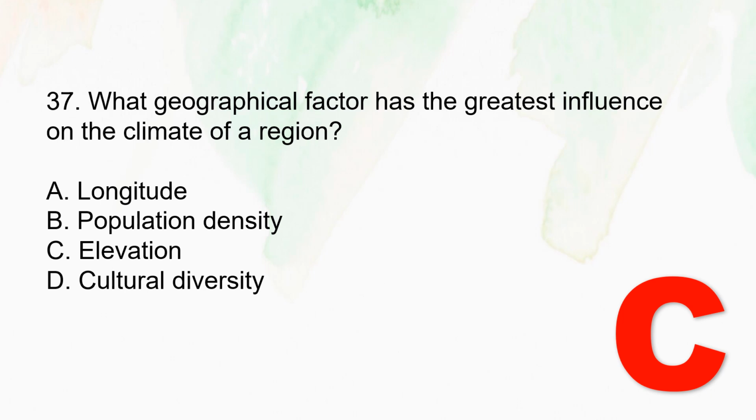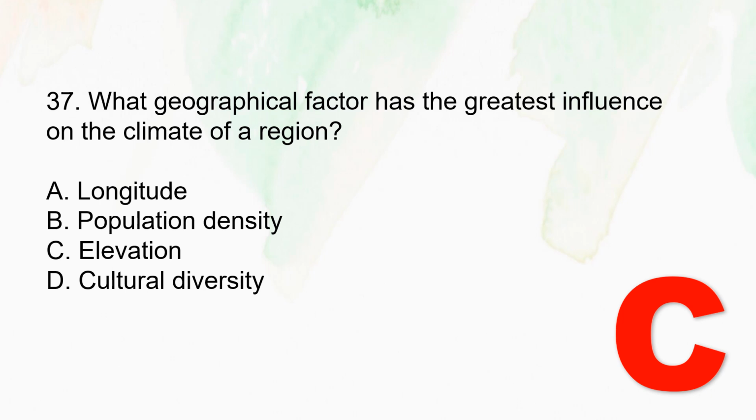Yeah, elevation. But if you can see the word latitude, then you can choose that answer. But in this question, among the choices, we only have elevation. So elevation is the best answer. Higher elevations generally have cooler temperatures due to lower air pressure and thinner atmosphere.